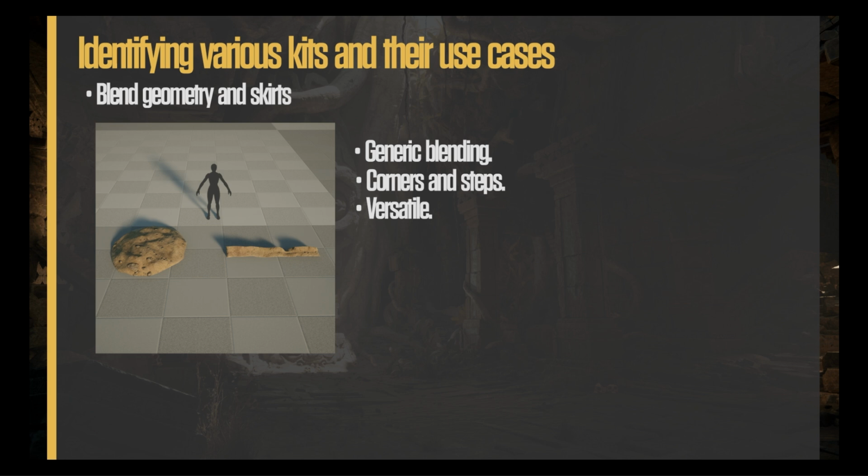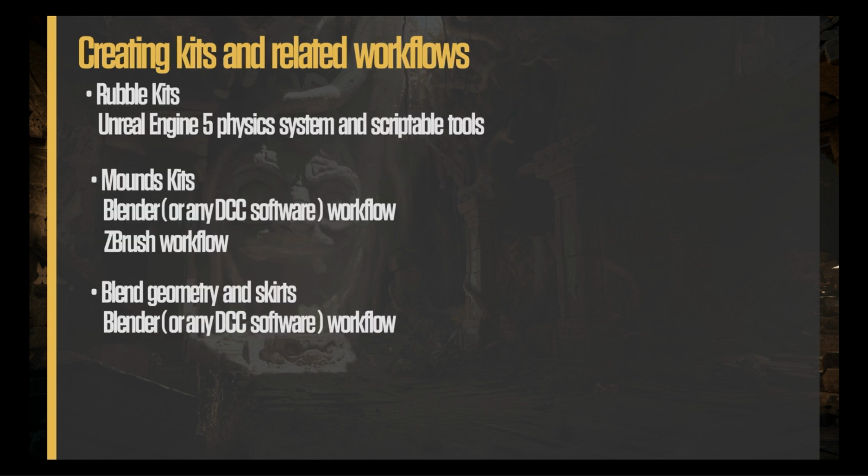So let me go over to the next. It's kind of like just a breakdown of my process. For the Rubble kits, there's more than just one way of creating them, be it Houdini with the physics simulations, and Blender or Cinema 4D. There are so many options, but I'll go over the Unreal Engine 5 physics system and also do a brief introduction to what scriptable tools are and how to use them to create Rubble kits.